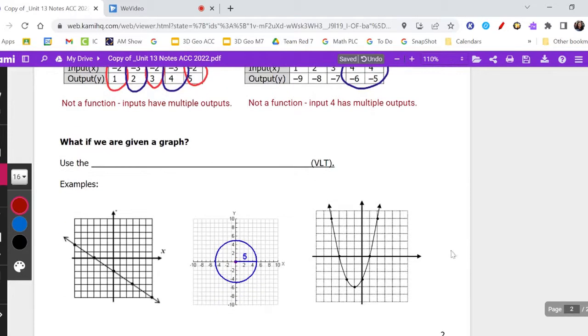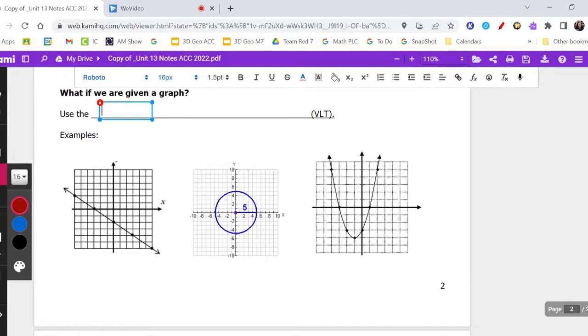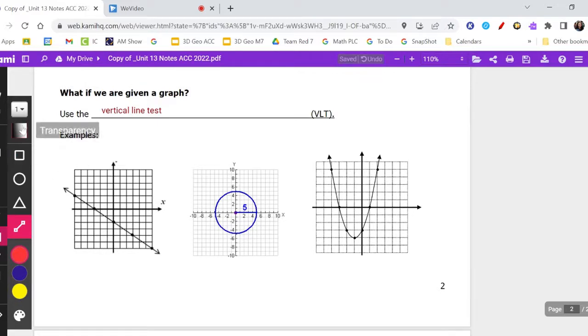All right, what if we were given a graph? If we were given a graph, there is something called the vertical line test, or the VLT, and it's a really easy way of determining whether or not a relationship is a function. So we're going to use the vertical line test, the VLT, to see if these are functions or not. So here's what the vertical line test is. Any vertical line that I make, here I'm going to make them a little bit thicker. Any vertical line that I make must only intersect the relationship at one point at most to be a function.